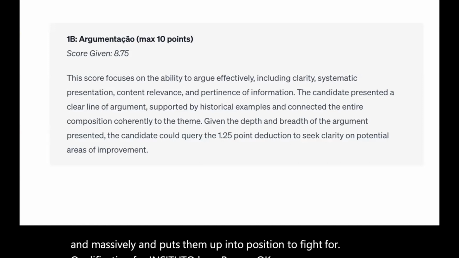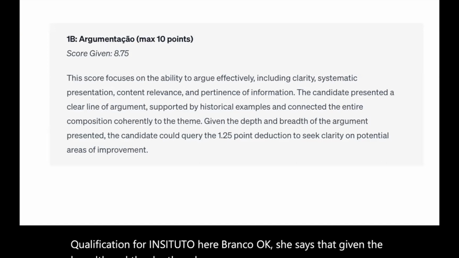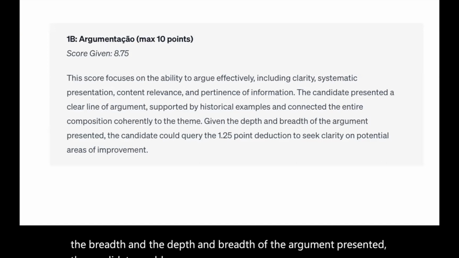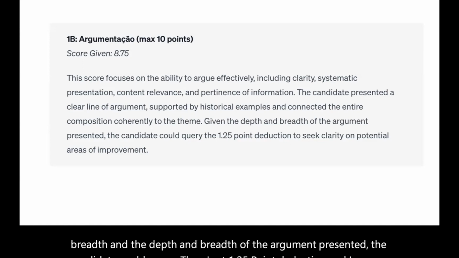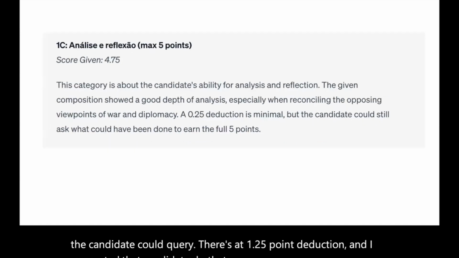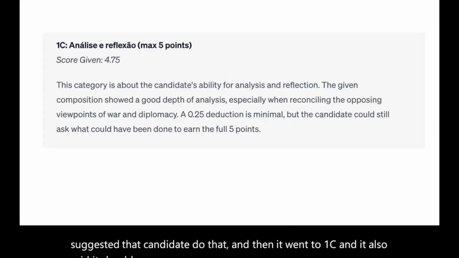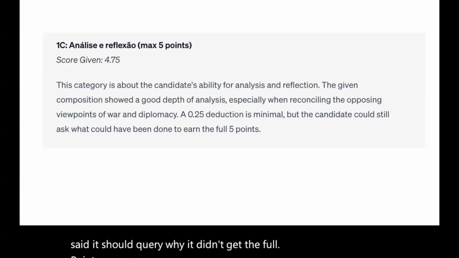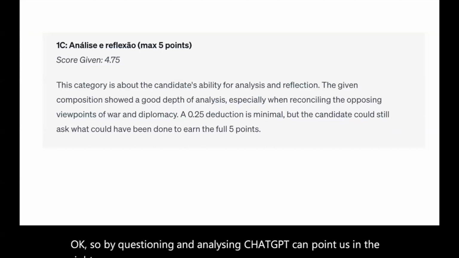Okay, so it says that given the depth and breadth of the argument presented, the candidate could query the 1.25 point deduction, and I suggested the candidate do that. And then it went to 1C, and it also said it should query why it didn't get the full points. Okay, so by questioning and analyzing, ChatGPT can point us in the right direction to an area which is quite difficult.